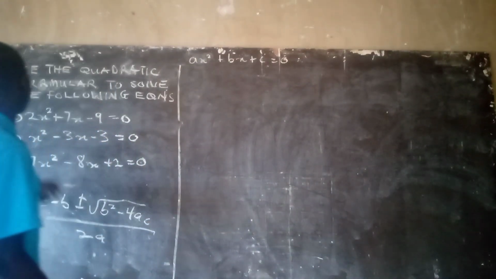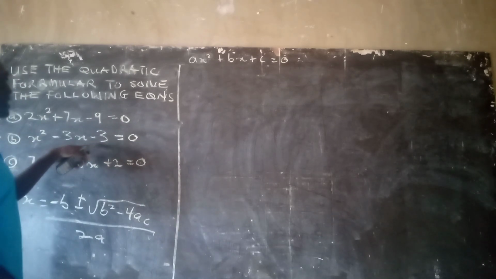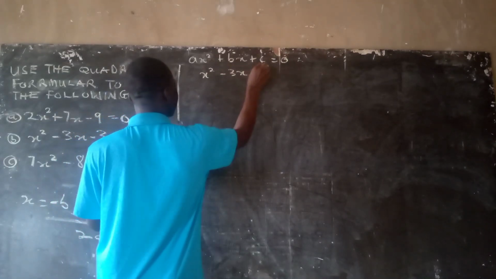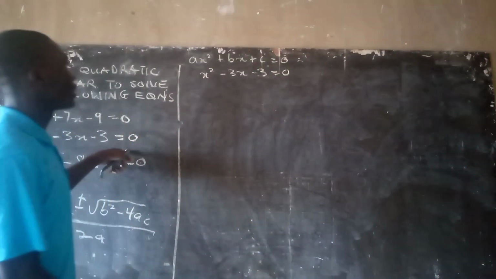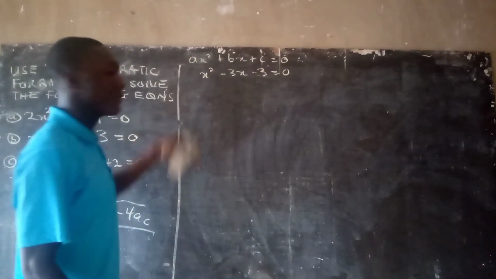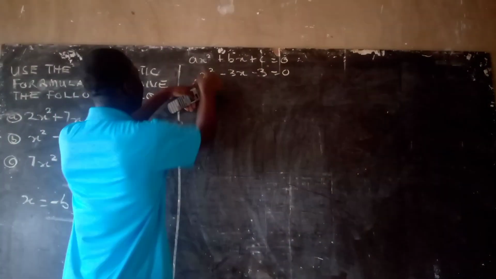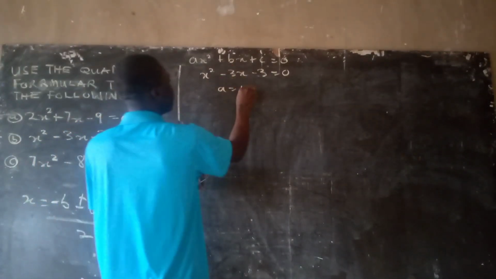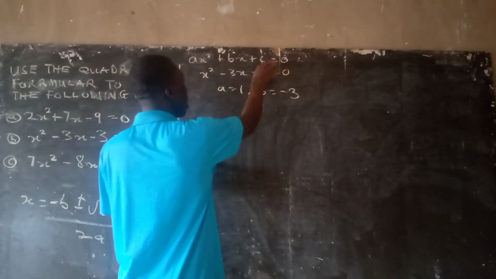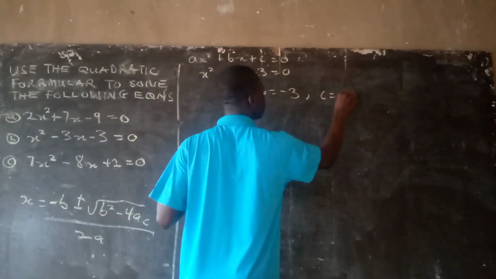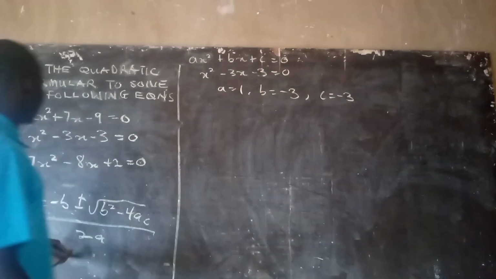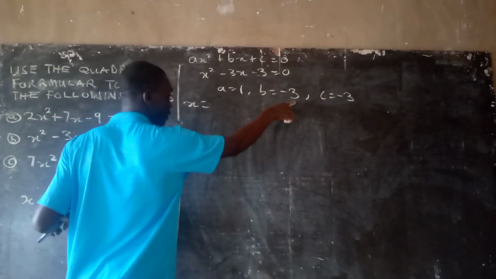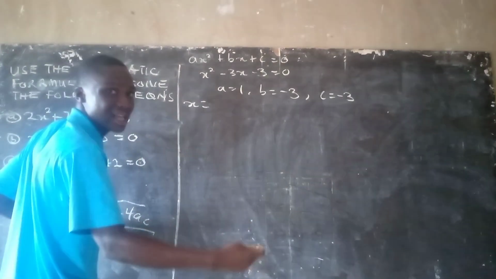So for B, we have x squared minus 3x minus 3 is equal to 0. If you compare this with the standard form, the coefficient of x squared here is 1. So it means that a is equal to 1. And here too, we have b is equal to negative 3, and c is equal to negative 3. Now let's take this into the equation. We have x is equal to negative b, so b is negative 3, so negative negative 3 gives us positive 3.